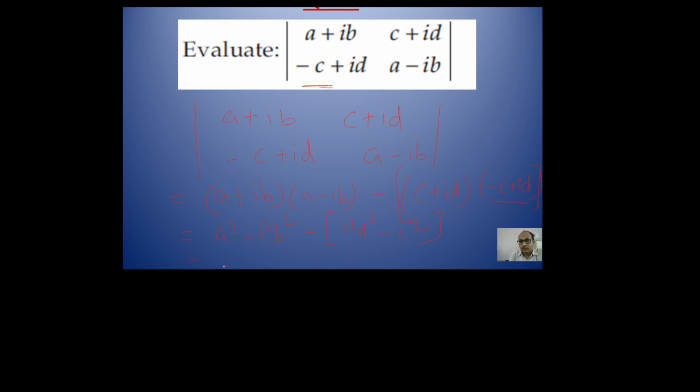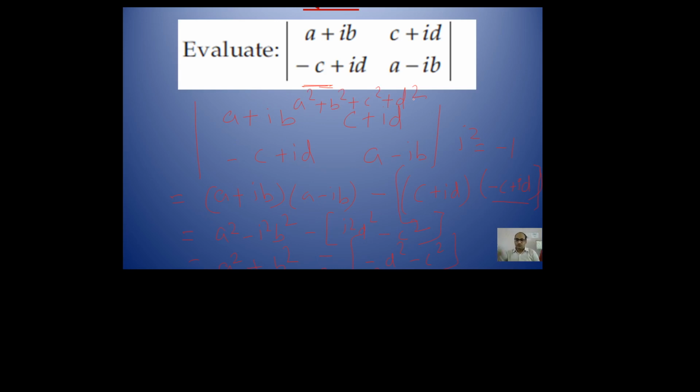In complex numbers we already know i square is equal to minus 1, so we place that minus 1, so it will become minus b square, and due to this minus 1 it will become plus b square. Similarly, minus, and here it will become minus d square minus c square, and our answer will become a square plus b square plus c square plus d square. This question has given our answer as a square plus b square plus c square plus d square completely.